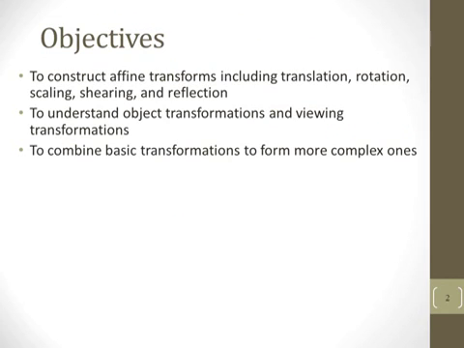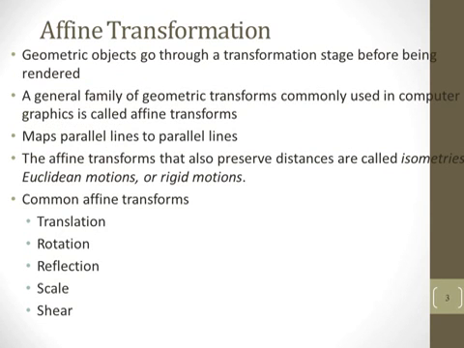The objective then is the affine transformation. Geometric objects go through a transformation stage before being rendered. A general family of geometric transformation commonly used in computer graphics is called affine transformation. Affine transformation maps parallel lines to parallel lines, which means the transform preserves parallel lines.